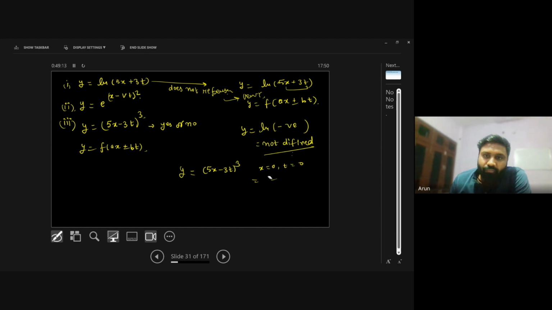But what if x is equal to infinity, and t is equal to infinity? So it will become infinity minus infinity. Infinity minus infinity is not defined. Got it?